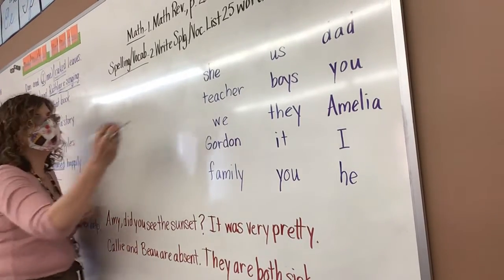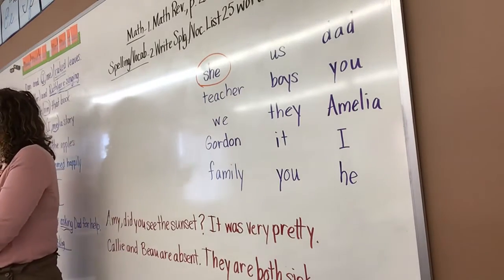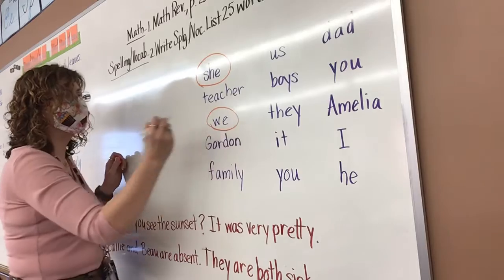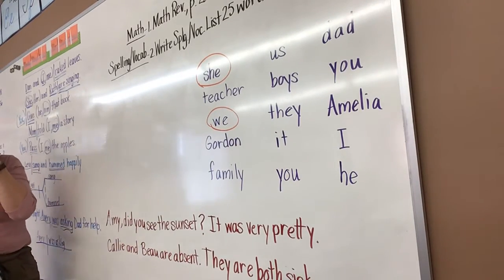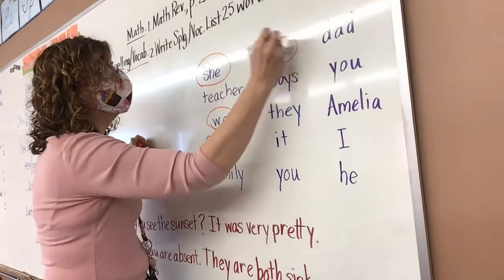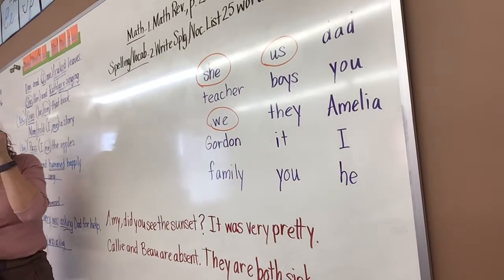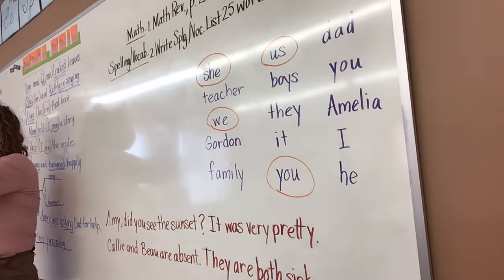Liam: She. She is a pronoun. Raise your hand for another one. Olivia: We. We is a pronoun. Give me another one. Lily: Us. Us is a pronoun. Very good. Owen: You. You is a pronoun. You already did one. If you already did one, put your hand down.